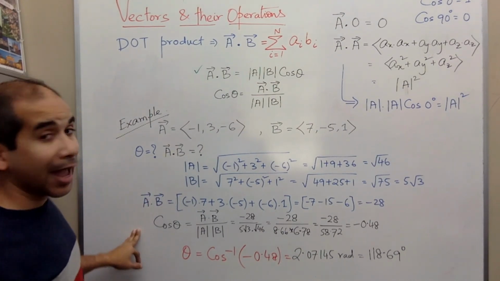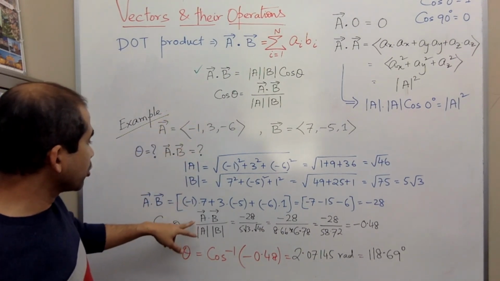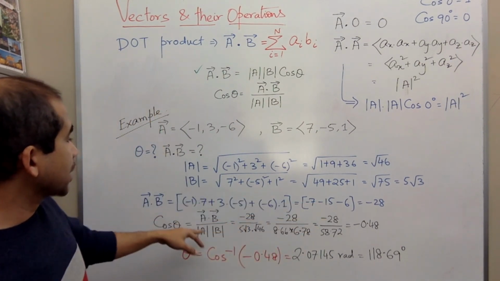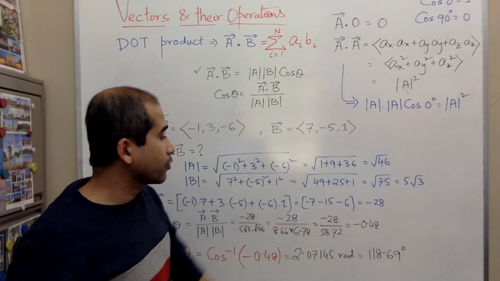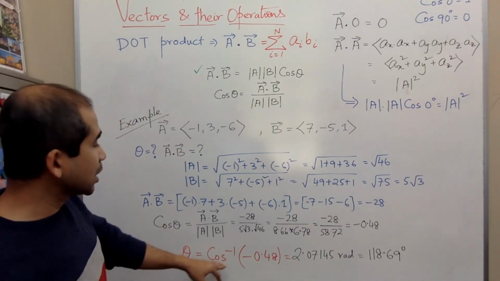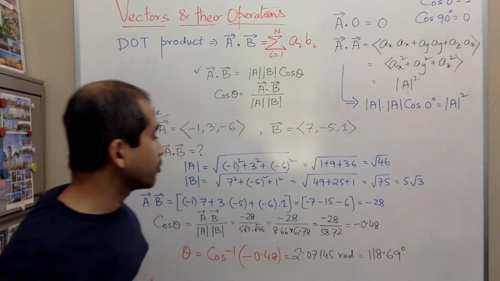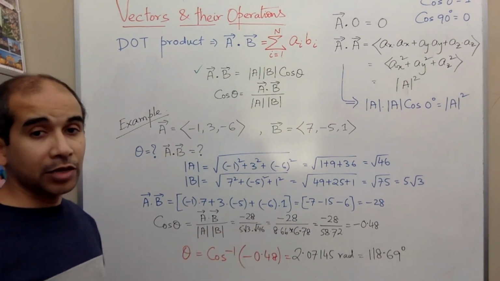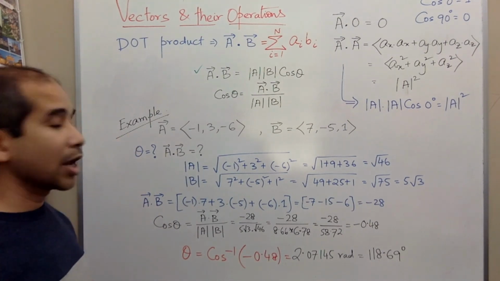And then we also find the angle between the vectors using this cos theta formula. So a dot b we have the value, so minus 28, then divide by mod a times mod b, which is 5 root 3 times root 46. After simplifying them, we find minus 0.48. So now theta will be cos inverse of minus 0.48, which is 2.07145 radians, and which in degrees converts to 118.69 degrees. So now we know that the angle between these two vectors is around 119 degrees.